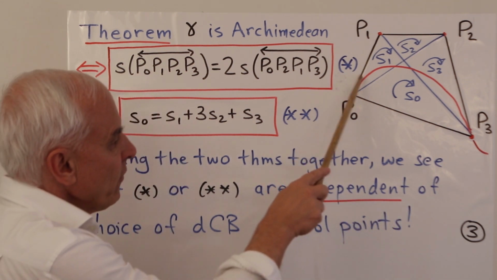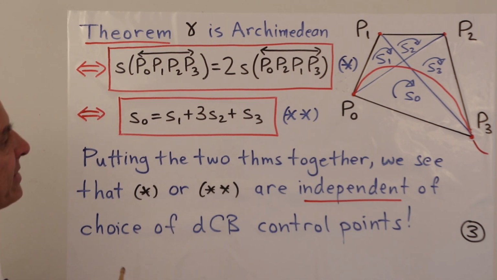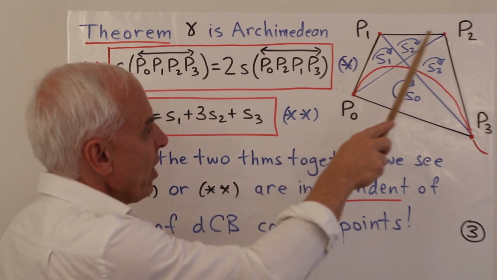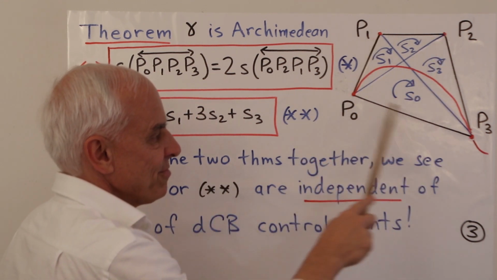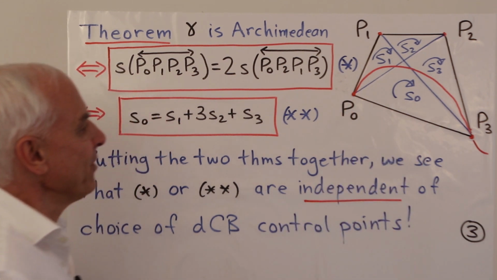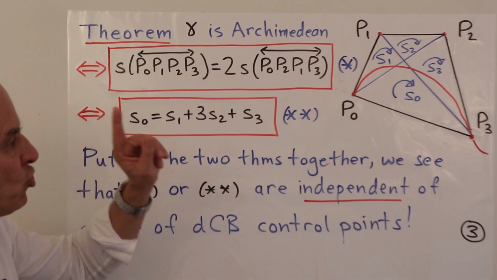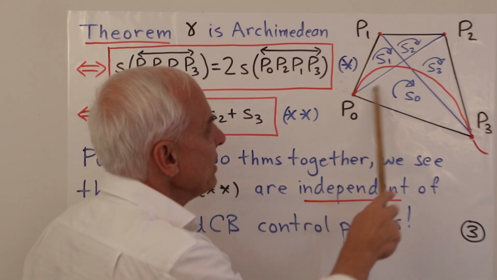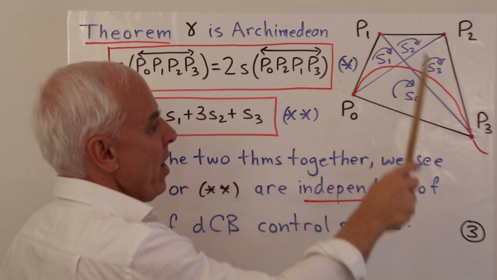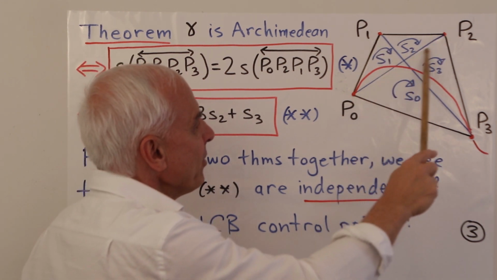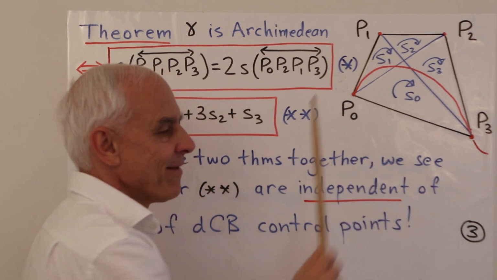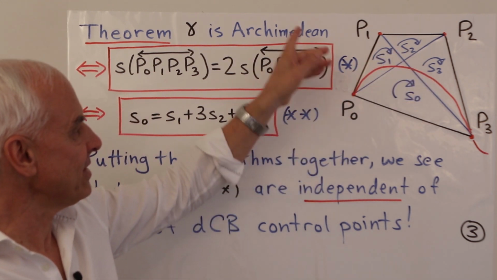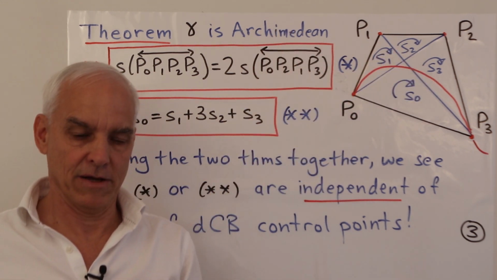And this curve is Archimedean precisely when the signed area of the cyclic spline P0, P1, P2, P3, in other words, this oriented quadrilateral like that, is twice the signed area of the oriented cyclic spline P0, P2, P1, P3. So the spline that we get by going like this. Okay, so if the first one is twice the second, that's exactly equivalent to it being Archimedean.